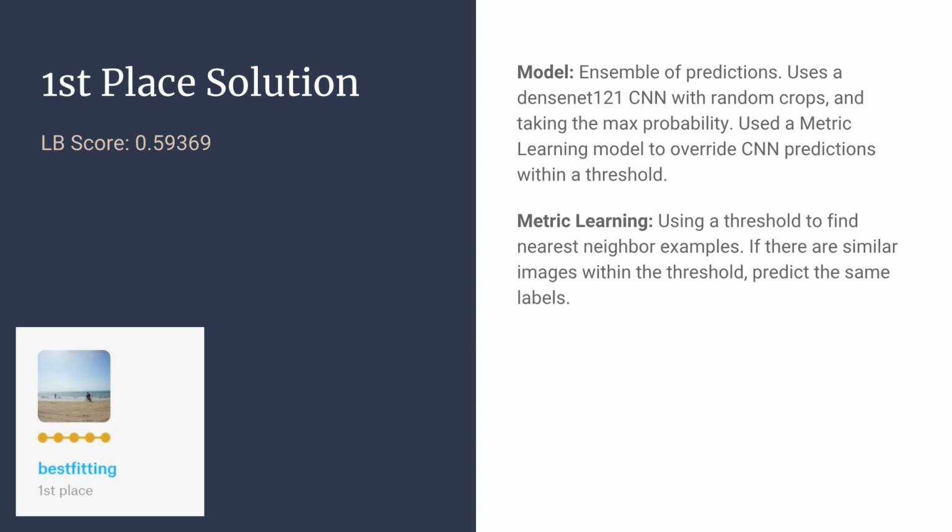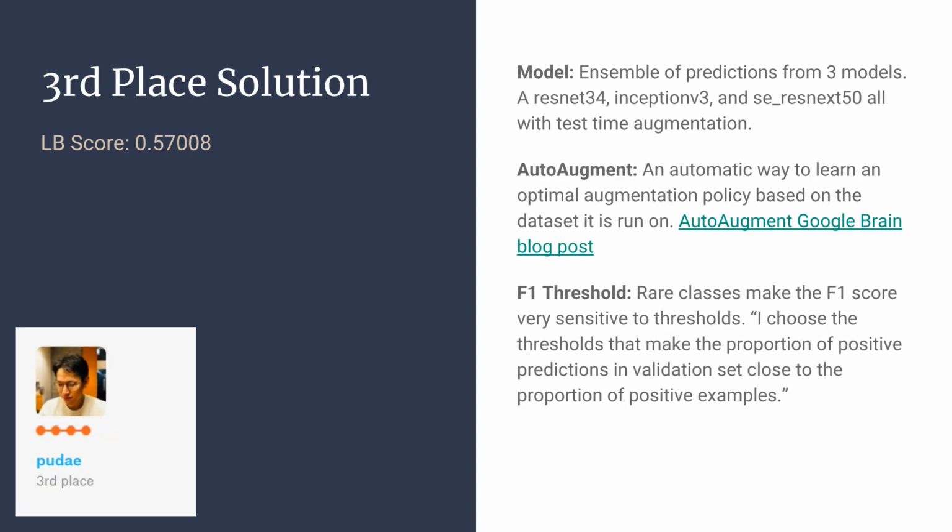So jumping now to the third place solution, we want to talk about this one because they used something called AutoAugment, which was initially introduced by Google Brain, where your network learns an augmentation policy. So you're not trying to figure out what the best type of augmentation, like transforming or flipping or whatever it is that you're doing. It just does that for you. You don't have to think about augmenting your data. It'll just learn what's the best augmentation for these types of images.